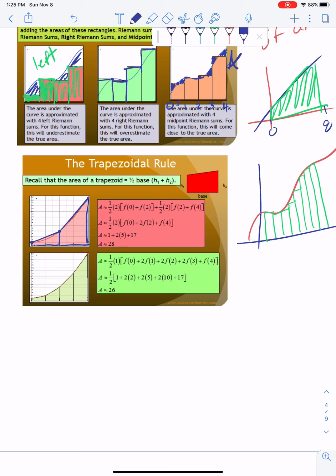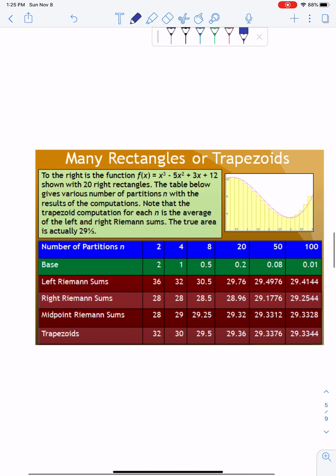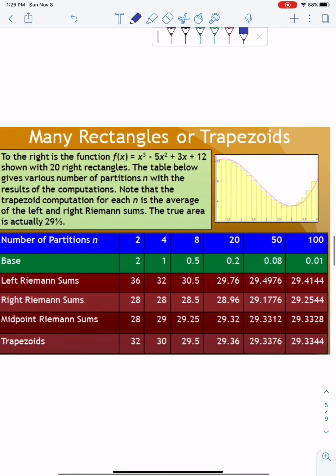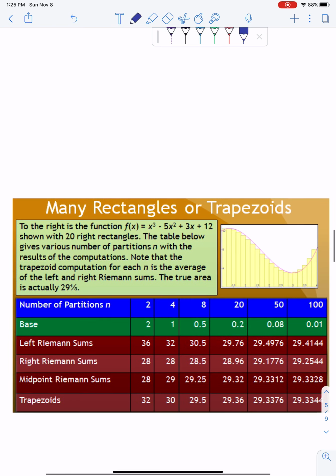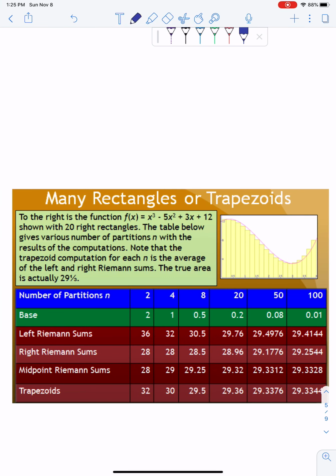Now, here's the coolest part about this Riemann sum idea, is the more rectangles or trapezoids that I make, the better estimation I get, all right? So, for example, if you look at this graph right here, when it says number of partitions, it's saying if I were to break this up into 2 rectangles, so let's say that we're breaking it up into 2 rectangles. So that means the rectangles are going to start and end about here.